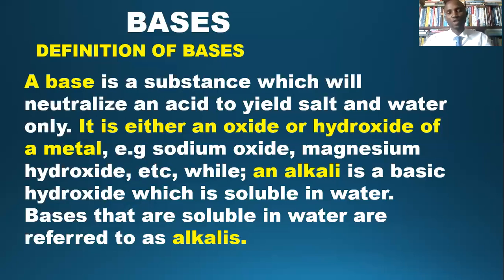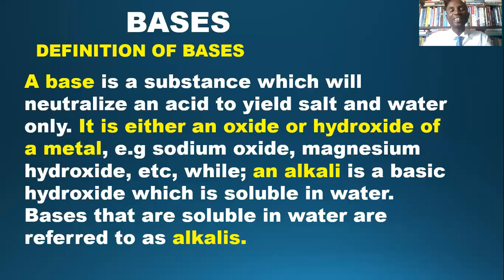Let me put this another way: a base is an oxide or hydroxide of a metal. Bases are the oxides and hydroxides of metals. When a metal burns in air, the oxide that is formed is a base. That oxide of a metal, when it dissolves in water, forms a hydroxide, which is also a base. So it is either an oxide or a hydroxide of a metal.